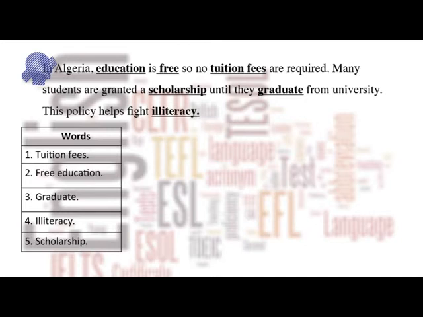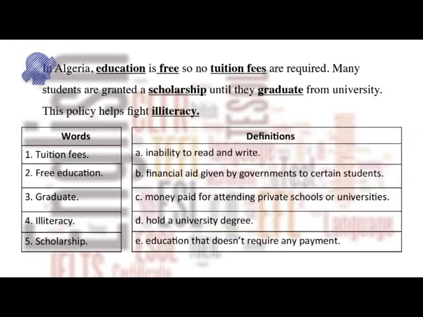Now let's read the definitions together and see which one matches with each word. Inability to read and write. Financial aid given by governments to certain students. Money paid for attending private schools or universities, hold a university degree, education that doesn't require any payment. Focus now on the definitions and see which one starts with a verb, which one would start with a noun. That will make you able to do your activity, right?